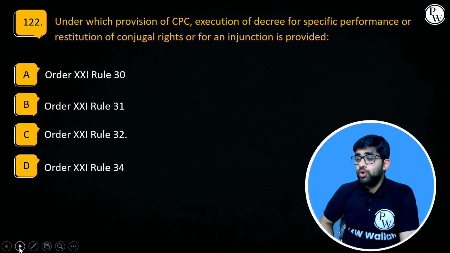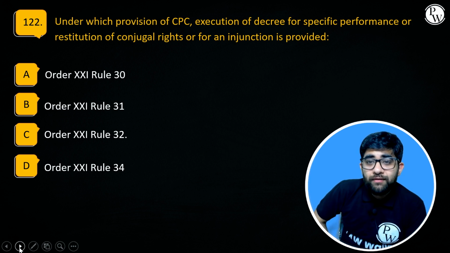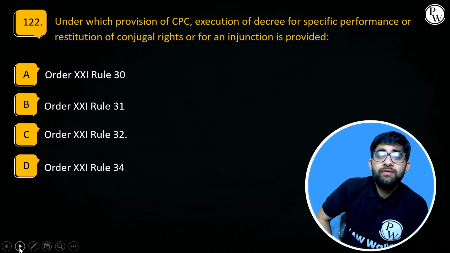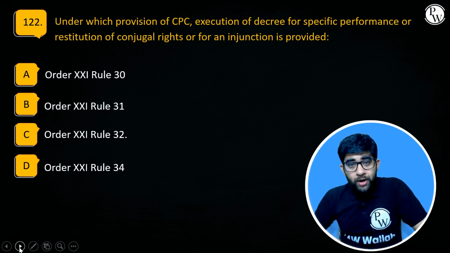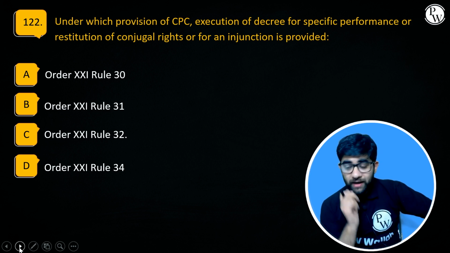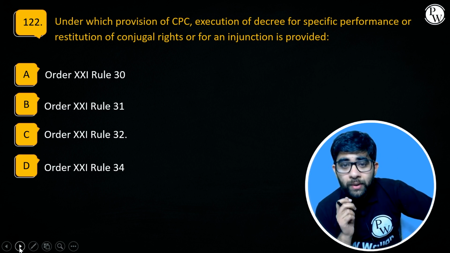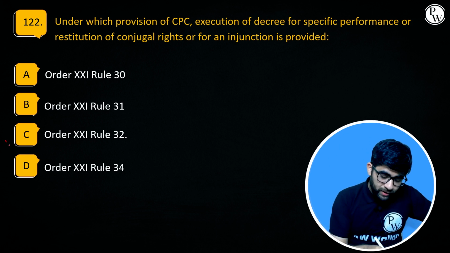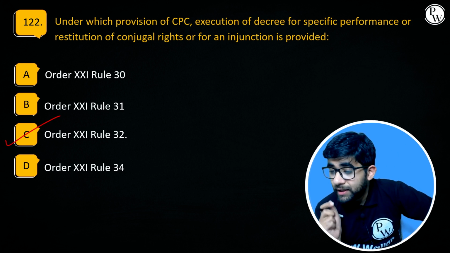Next, 122. Under which provision of CPC execution of decree for specific performance or restitution of conjugal rights or for an injunction is provided? Order 21 Rule 30, Order 21 Rule 31, Order 21 Rule 32, or Order 21 Rule 34. The answer to this is Order 21 Rule 32.